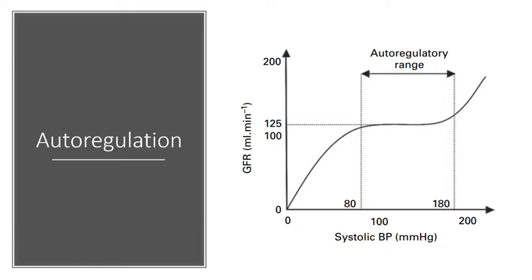So if the GFR was to increase by 25%, so if this was linear and as you get to a blood pressure of 150 and your GFR was to come up to here, you'd have a huge increase in water excretion.